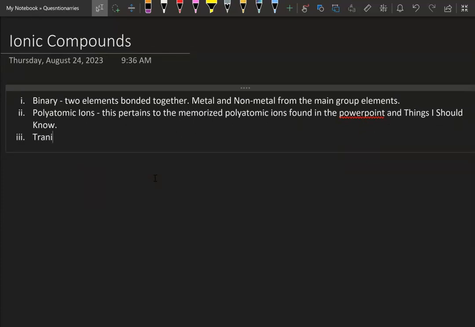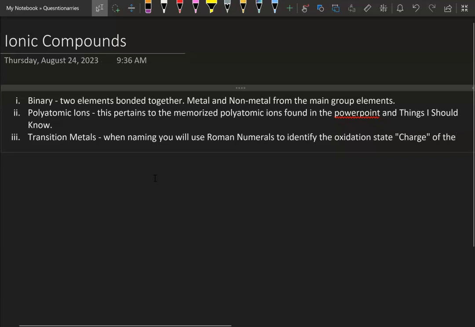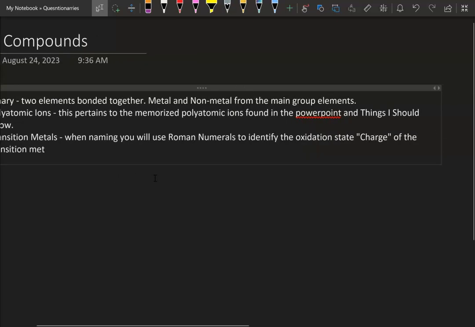Then you have the transition metals, so when naming, you will use Roman numerals to identify the oxidation state, and I'm going to put this in quotations, charge of the transition metal.